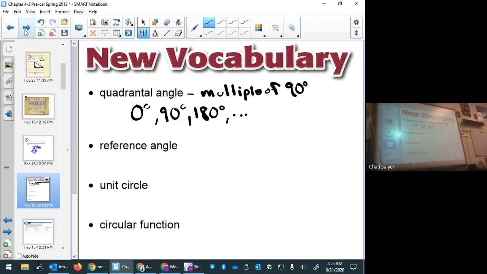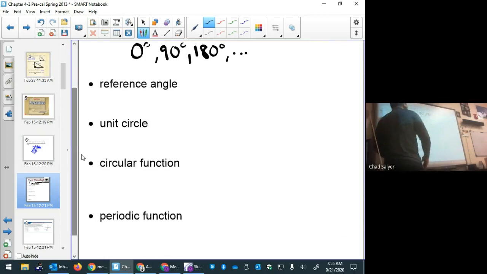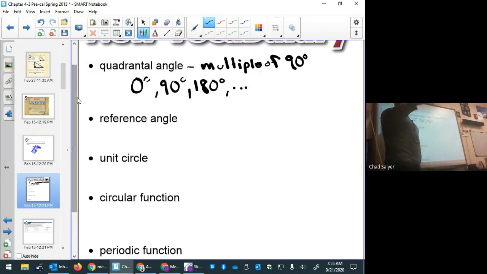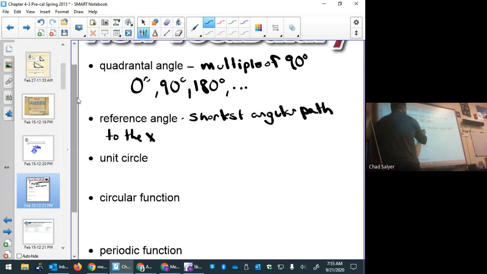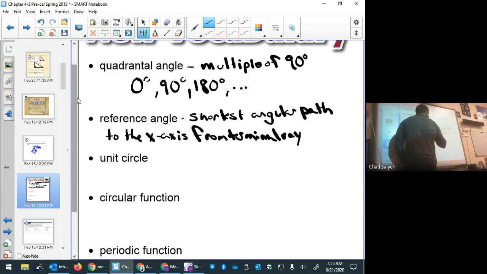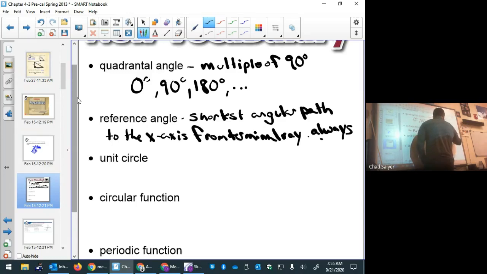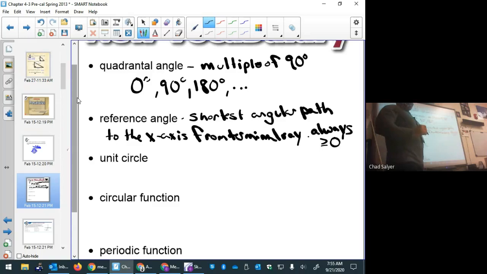All right, now the reference angle is any angle's shortest angular path to the x-axis from the terminal ray. So wherever the angle stops, what's the shortest angular pathway to get back to the x-axis? So this is always positive. Well, I should say, or 0, because you could have 180 degrees, for example. And in that case, the reference angle is 0.